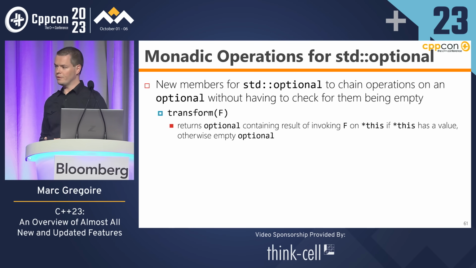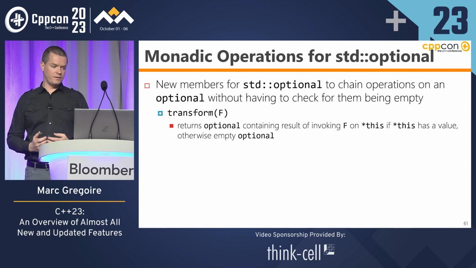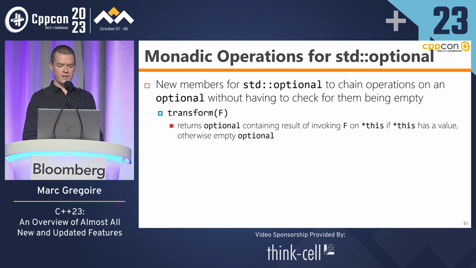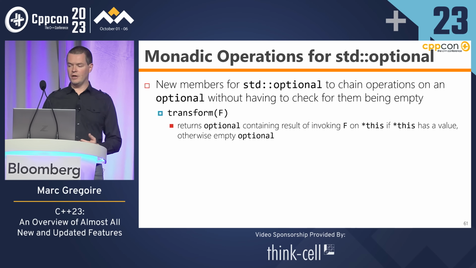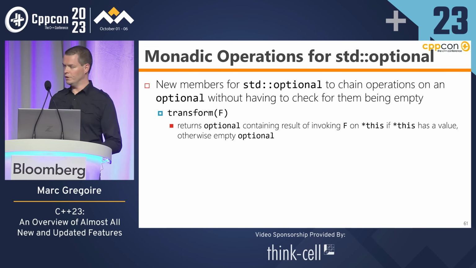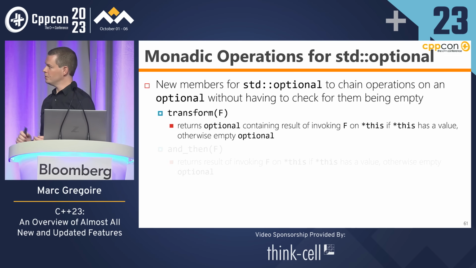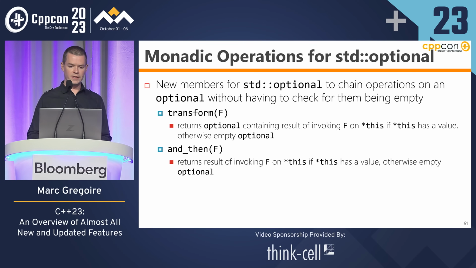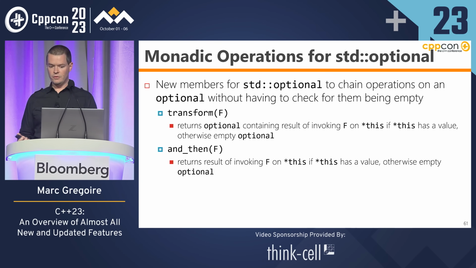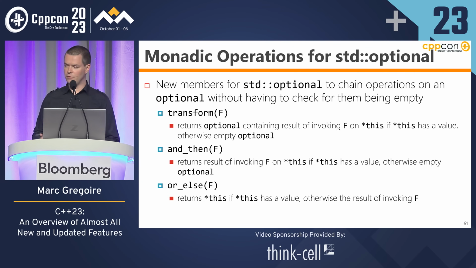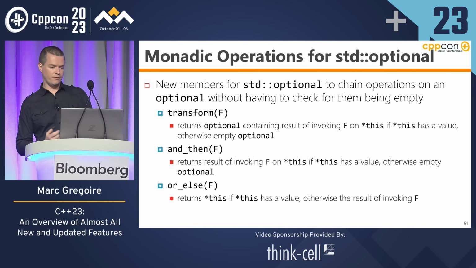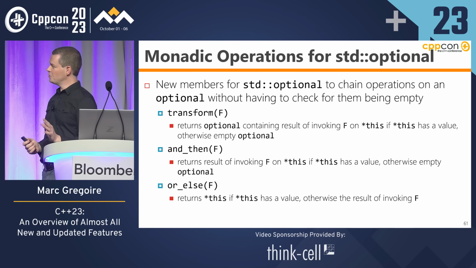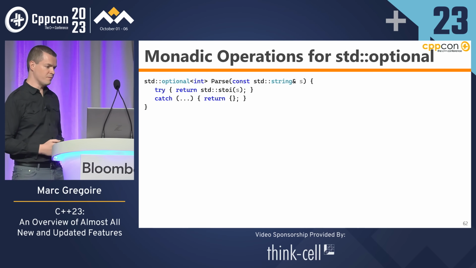And there are three monadic operations. The first one is transform. And transform returns another optional that contains the result of invoking a function f that I pass to transform, if my optional has a value. If it doesn't have a value, transform will automatically return an empty optional. The other one is and then, which returns the result of invoking f if we have a value, otherwise it returns an empty optional. And then finally we have or else, which returns the optional if it has a value, otherwise the result of invoking f. So this sounds a bit abstract again, so let's have a look at an example.